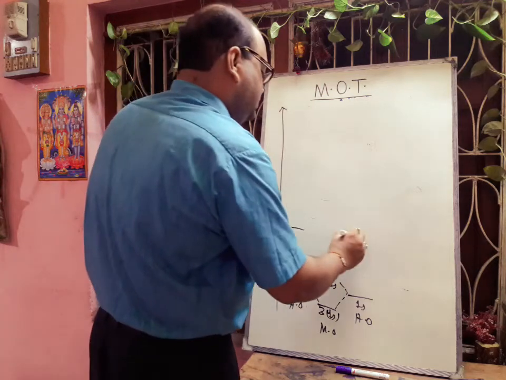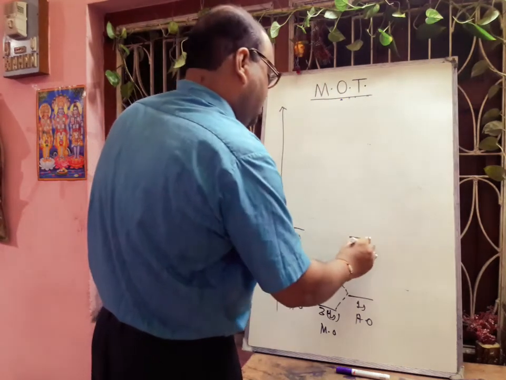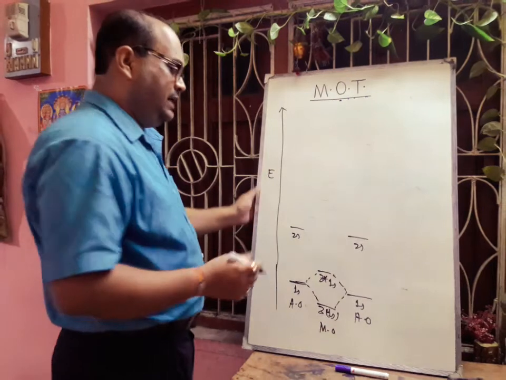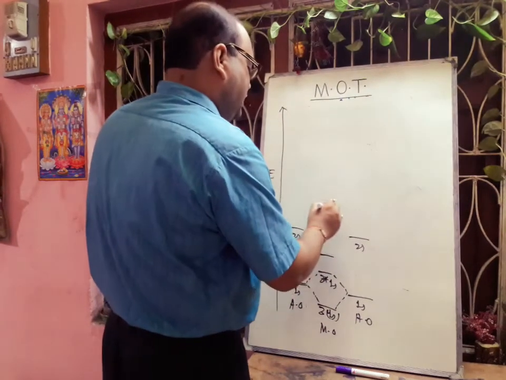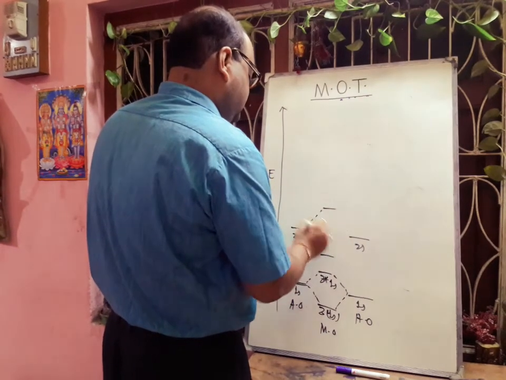Then the 2s of the two atomic orbitals will combine. Here also one will be at lower energy, another will be at higher energy.